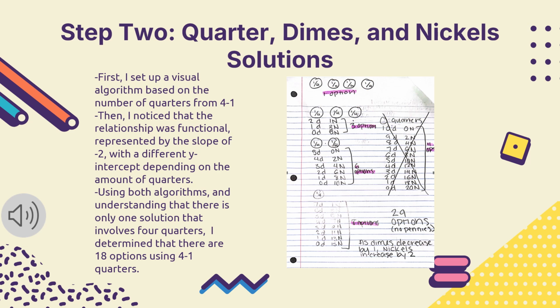Granted, each time the quarter amount changed, the 0 term changed, therefore changing the function. So 1 quarter is represented by the function y equals negative 2x plus 15. 2 quarters is y equals negative 2x plus 10, and 3 is y equals negative 2x plus 5. The slope remains negative 2 no matter the 0 point. And using the visual algorithm, checking with algebra, I discovered that there are 18 options using only quarters, nickels, and dimes.